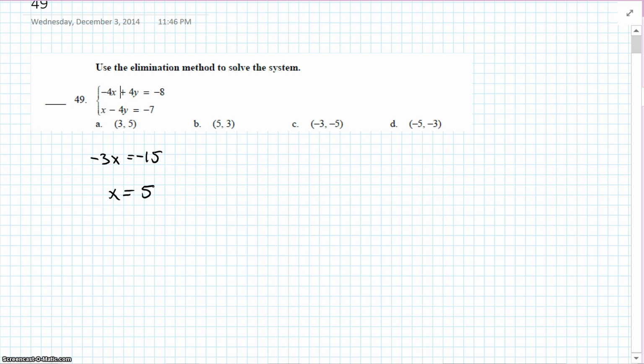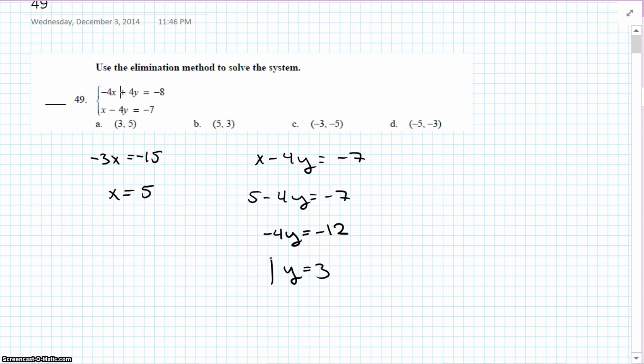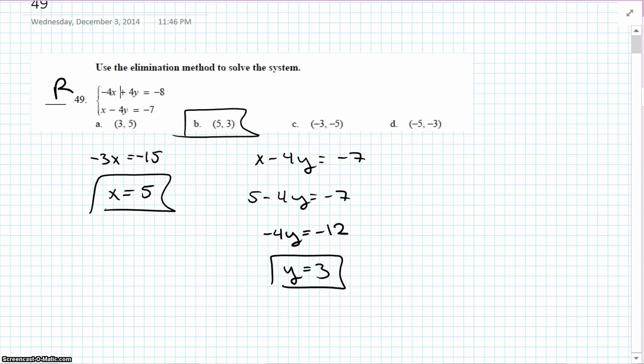So plug x back in as 5. So we'll use the second one. So x minus 4y equals negative 7. So 5 minus 4y equals negative 7. So negative 4y equals negative 12. I just subtracted 5 from each side. So y is equal to 3. So when x is 5, y is 3. So the answer is B.